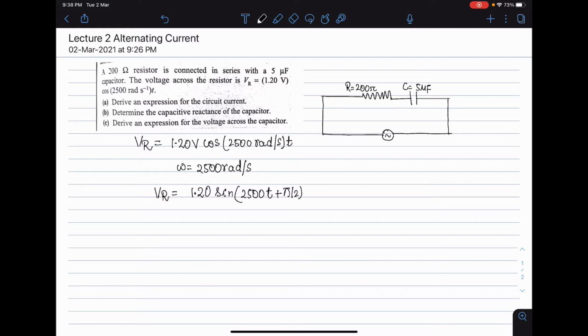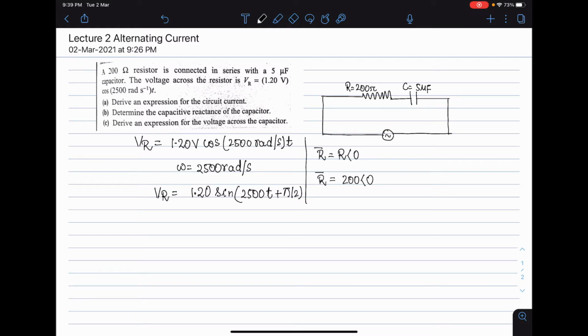Now to derive the expression for current in the circuit, it will be easy for us if we solve this using the phasor technique. We will use the phasor technique, and we have discussed it in the last class also, right? First we'll write all the components in terms of phasors. So the resistance phasor we can write as R angle 0. R is 200, so R phasor is 200 angle 0.